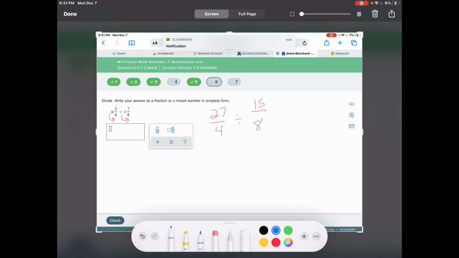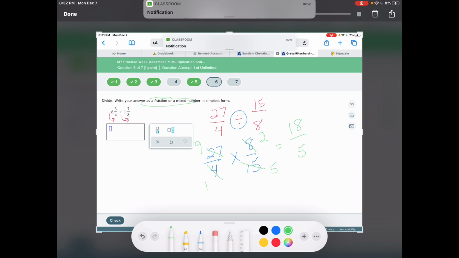So, don't do any canceling until you've changed it into multiplication, right? Anchor that first one, don't change it. Change to multiplication, and then flip the second one. Multiply by the reciprocal. All right, there are some common things going on here. 1 4 and 2 4s. And I know at least 3 goes in here. And that should be it. 9 times 2 is 18. 1 times 5 is 5. Fraction or a mixed number, so I'm going to keep 18/5.